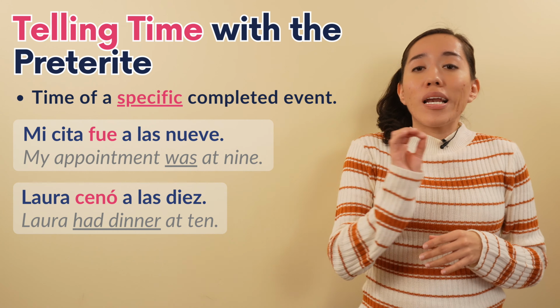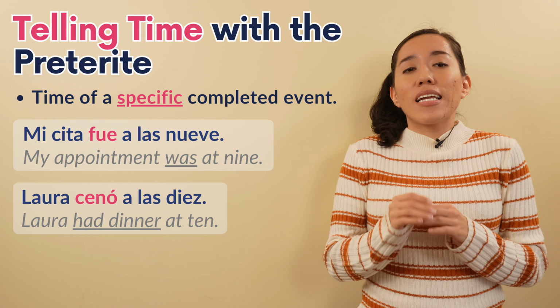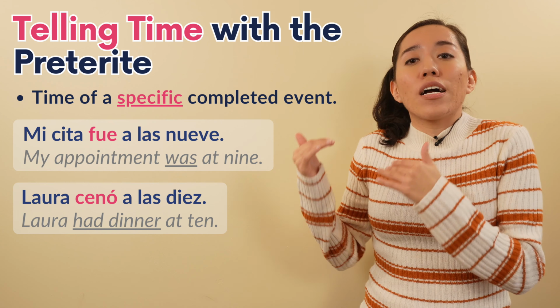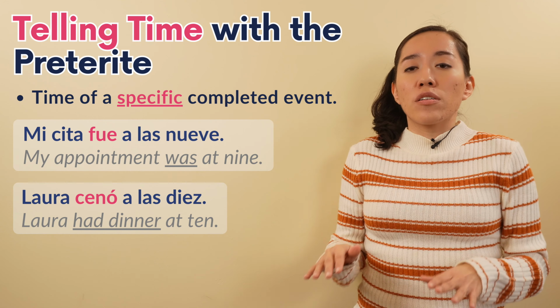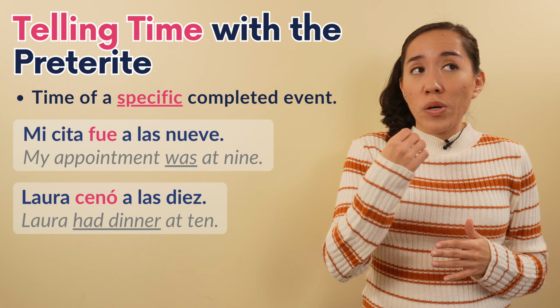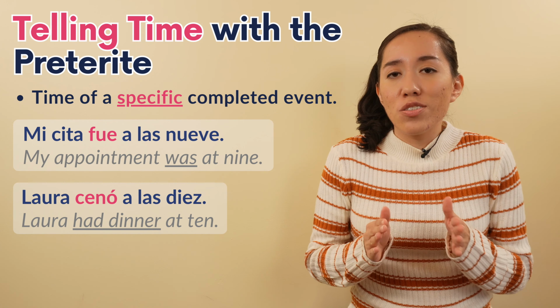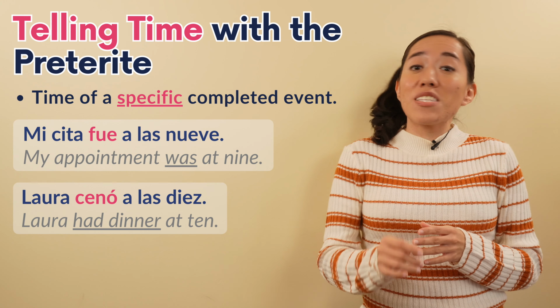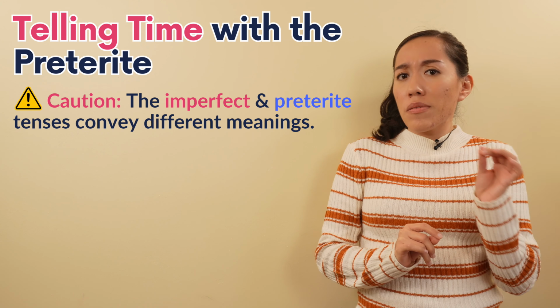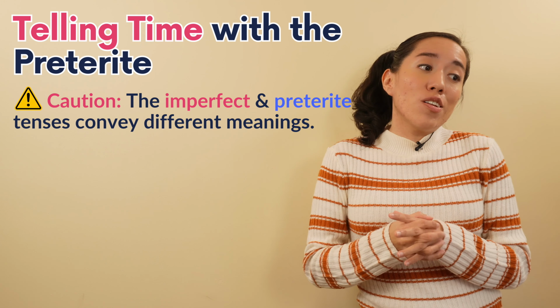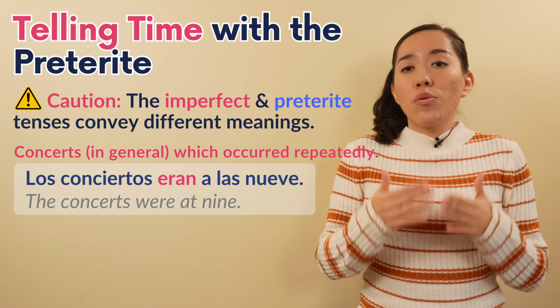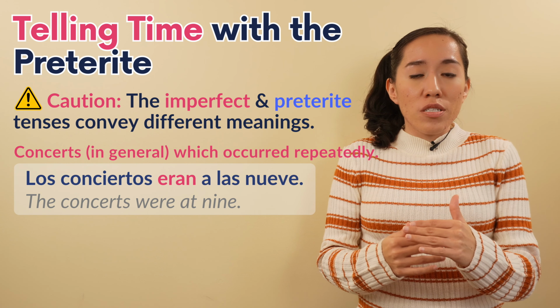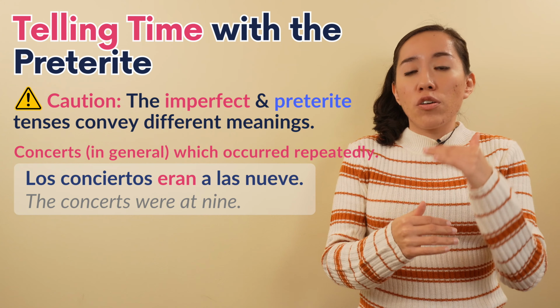Another example, Laura cenó a las 10. Laura had dinner at 10. This is another single event that is clearly over. These are the occasions when we actually need to use the preterite. So you can choose between these two past tenses, but you need to be careful because there is a big difference between saying los conciertos eran a las 9. Over here, I'm talking about concerts that used to take place over and over in the past.